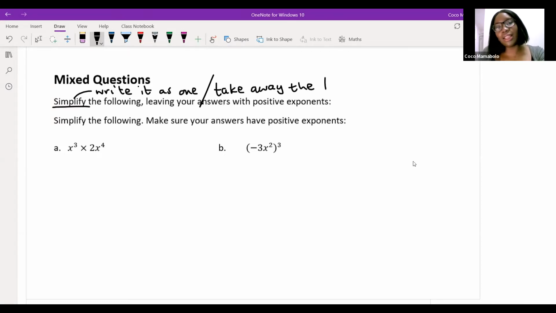That's it, Yondela. That's the answer. Okay, we are not factorizing. It says take away the brackets. Okay. No worries.